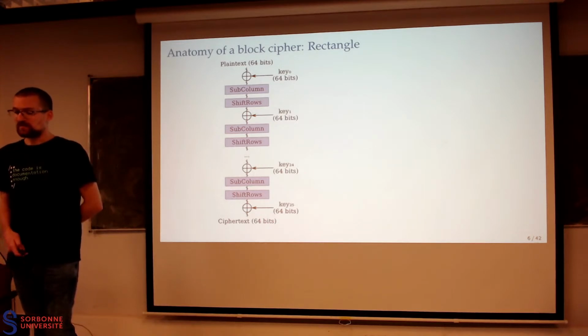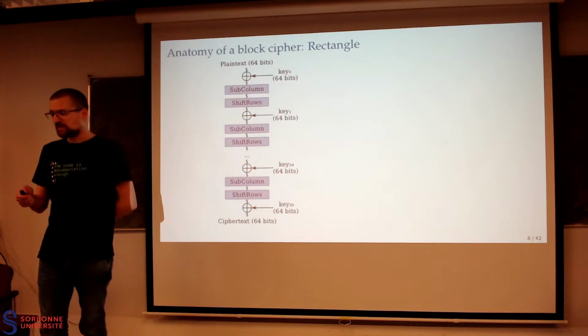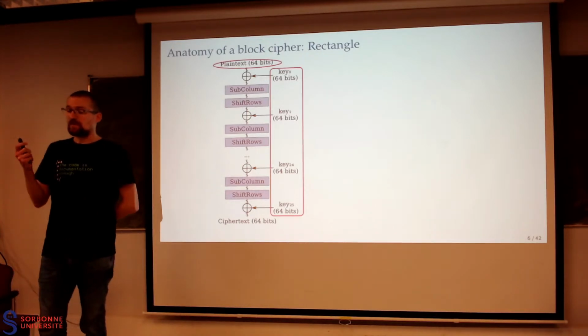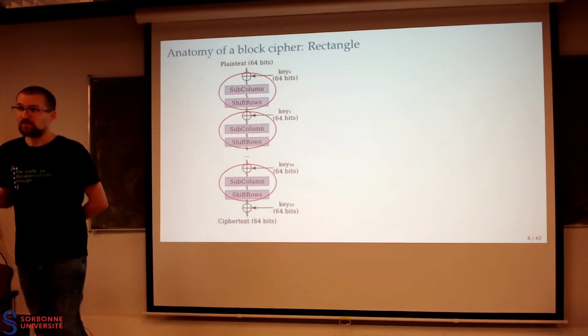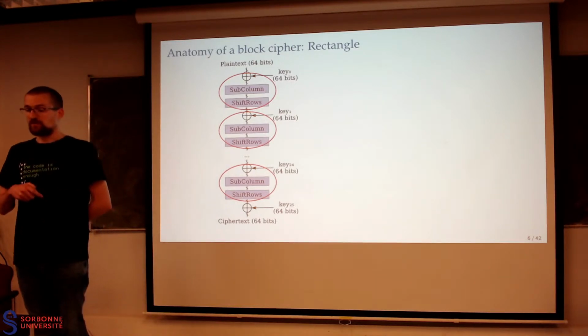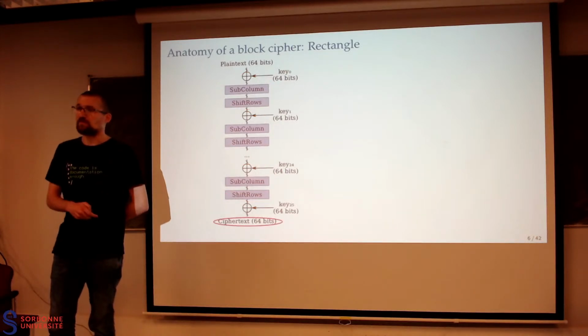So Rectangle is a cipher, and here you can see a pseudo-code representation of that cipher. It takes as input a plaintext on 64 bits, and 25 keys on 64 bits as well. It then performs 25 rounds of computation, each of them XORing the plaintext and the key and calling two subfunctions, SubColumn and ShiftRows. And it finally produces the ciphertext.